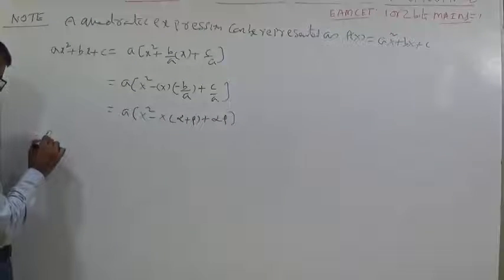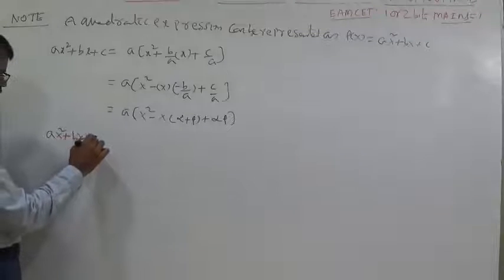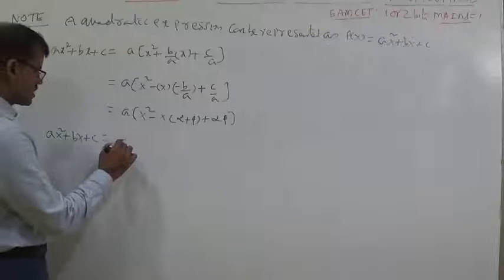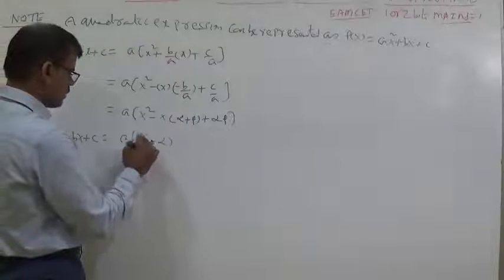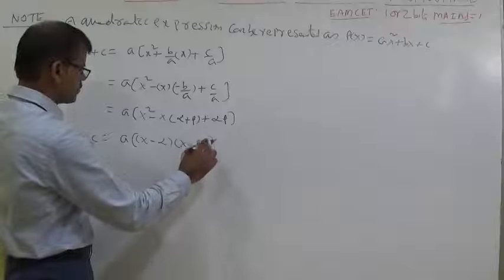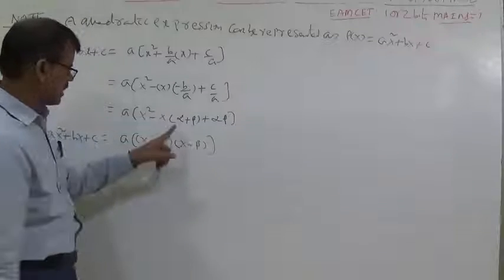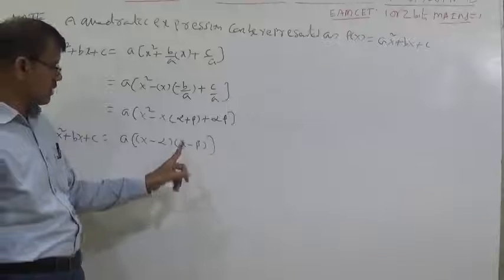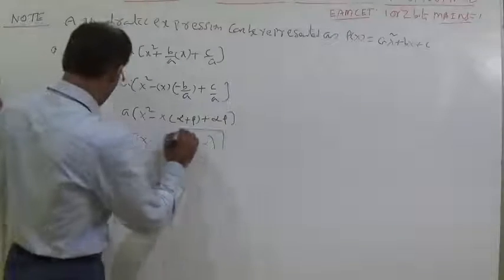Therefore, hereafter you can understand the quadratic expression can be written like this: a into (x minus alpha) into (x minus beta). If you multiply this, you will get x square minus x into (alpha plus beta) plus alpha beta. You remember this as the formula.